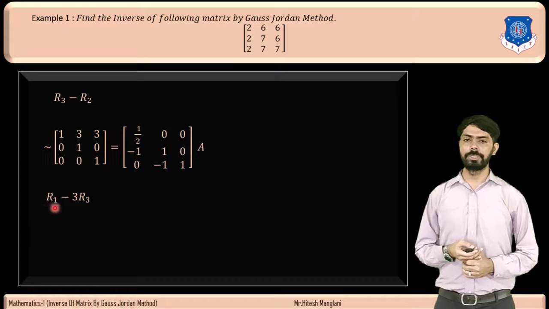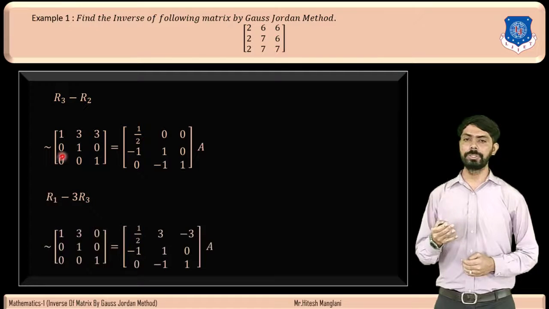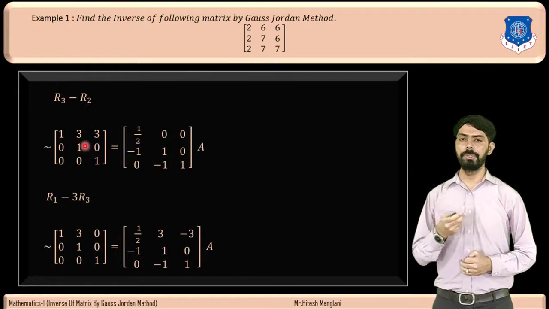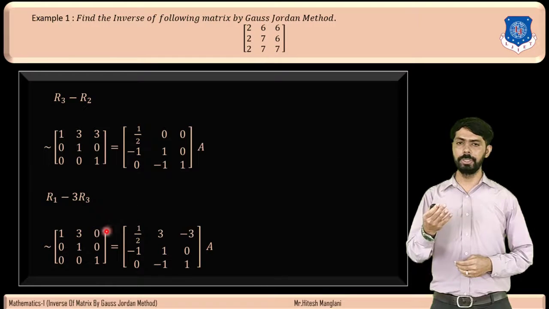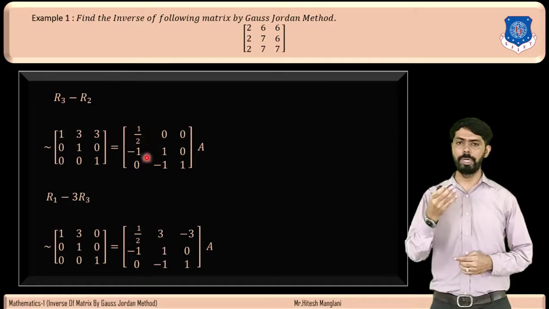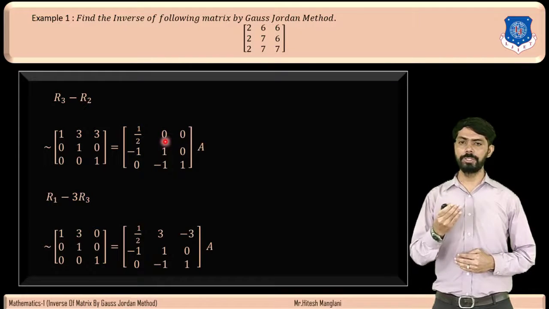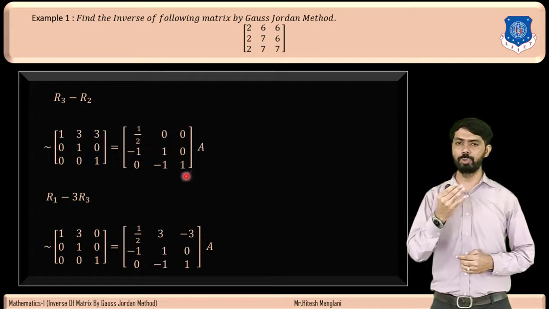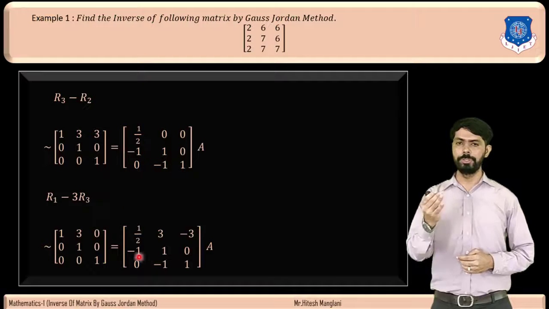If we apply R1 minus 3R3, the result will be stored in the first row. So 1 minus 0 will be 1, then 3 minus 0 will be 3, then 3 minus 3 will be 0. The second row and third row will be as they are, therefore 0, 1, 0 and 0, 0, 1. Now we will apply this row operation to the right hand side. So 1 by 2 minus 0 will be 1 by 2. Then 0 minus 1 into 3, therefore 0 plus 3, so it will be 3. Then 0 minus 3, so it will be minus 3. The second row and third row will be as they are, that is minus 1, 1, 0 and 0, minus 1, 1.